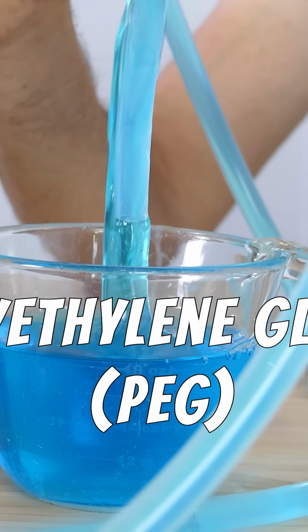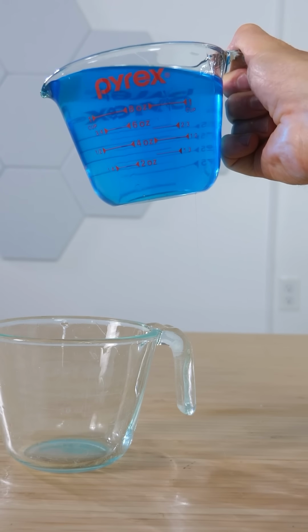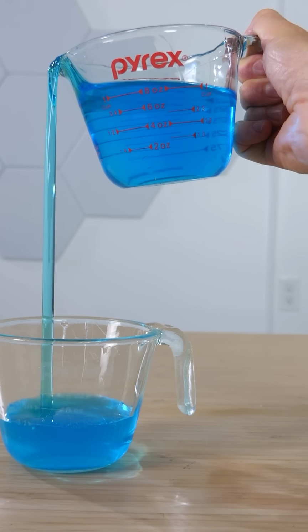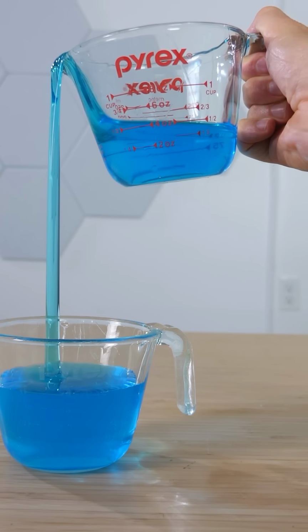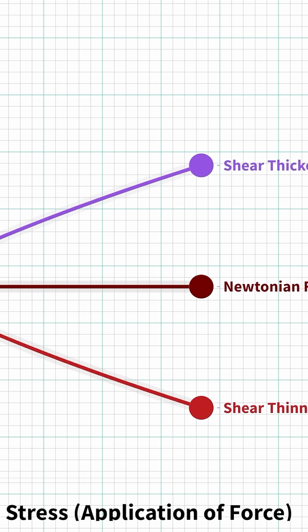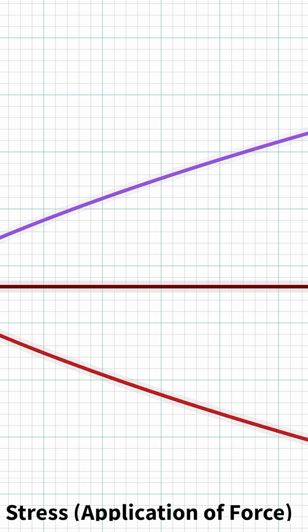It's called polyethylene glycol. This liquid was made famous for its self-siphoning effect, where if you have a jar full of it and start pouring it, it'll siphon itself out of the jar and empty the whole thing. For this solution of PEG, it's shear thinning, meaning that it becomes less thick the more shear force you apply.